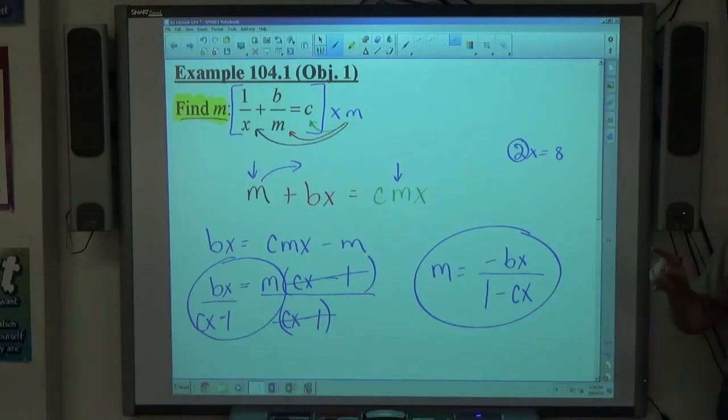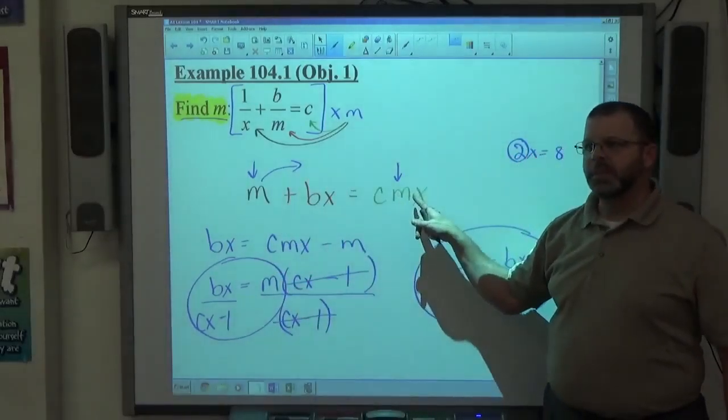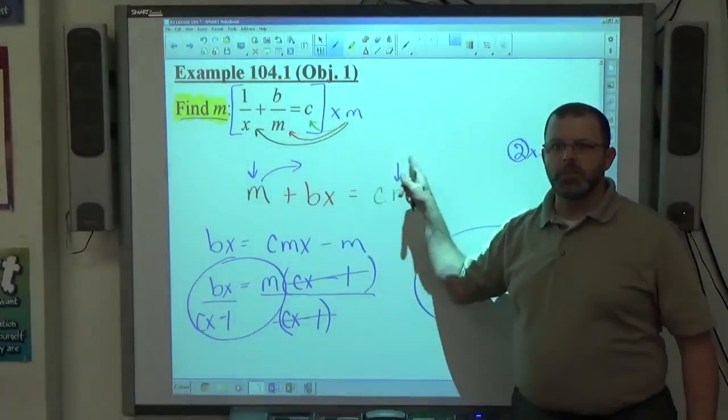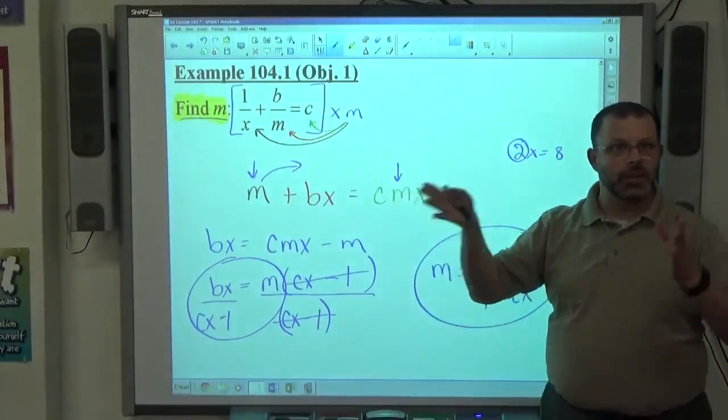Here's how you compare, because I don't want you to have to rework the problem. All it boils down to is this. We move the m over to the right. They moved the cmx to the left and the bx to the right. So they did it differently than we did it. But they carried through the process correctly, just as we carried through the process correctly.